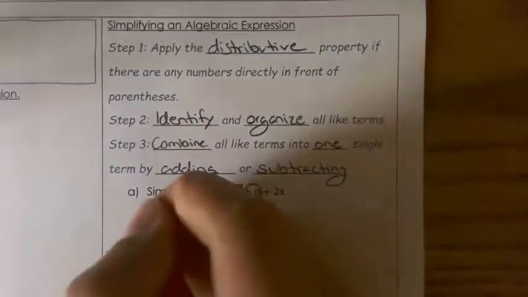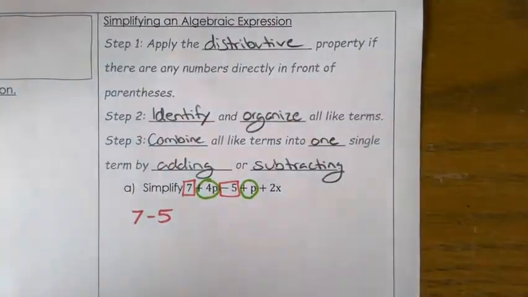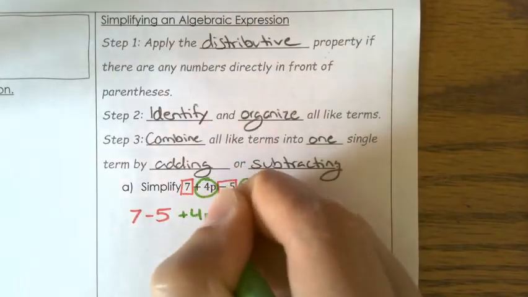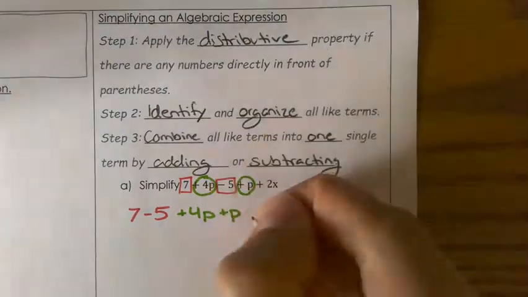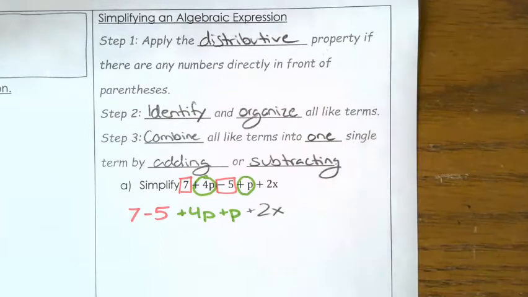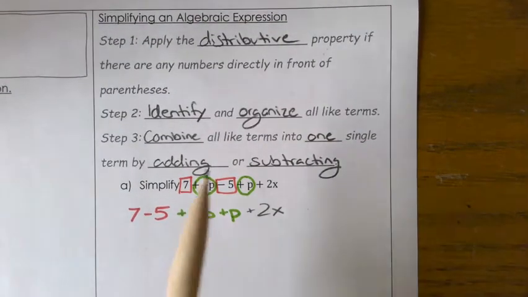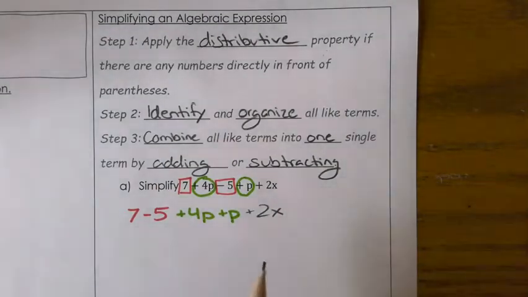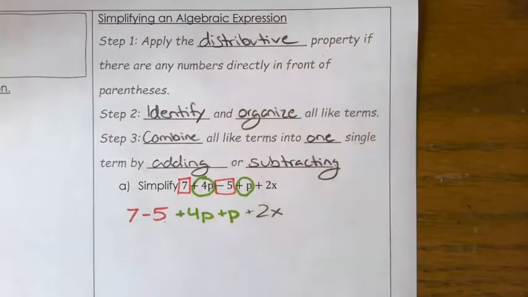So I'm going to put 7 and -5 here. And then also I have +4p and a +p. And then I'll bring down my 2x. So now I've organized it so that way I have my like terms grouped together. This makes it really nice for step 3 when we combine all the like terms into one single term by adding or subtracting. So for instance, 7 minus 5, that can be simplified. 7 take away 5 is 2.